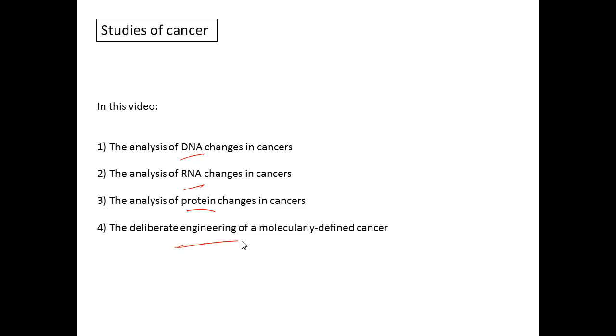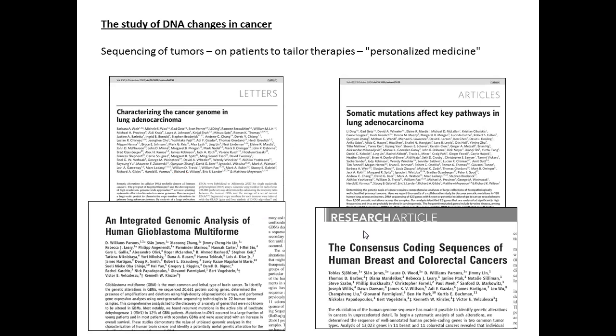That might seem like an odd thing to want to do, but again, there was value in having a molecularly defined cancer rather than one that is the result of random mutation. Given the advances in sequencing technology, it's not surprising that one of the main ways people study DNA changes in cancer is through sequencing of tumor genomes. I've posted here 4 articles that were current about a year ago. I could easily put 400 on a slide today.